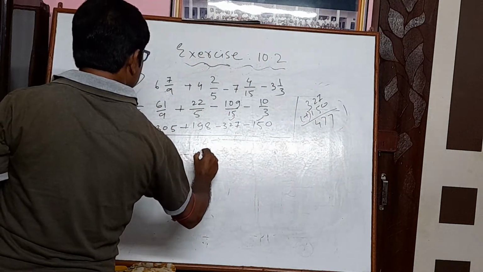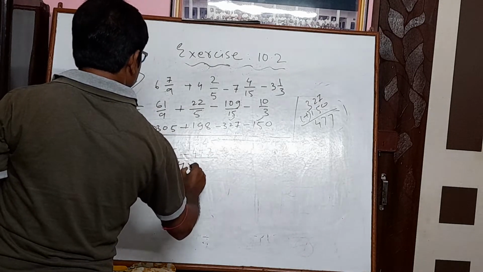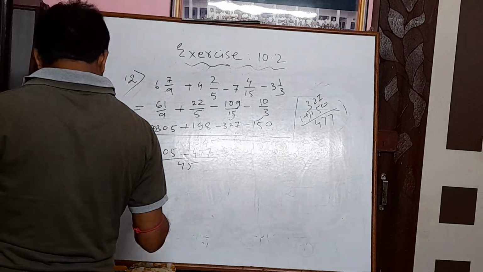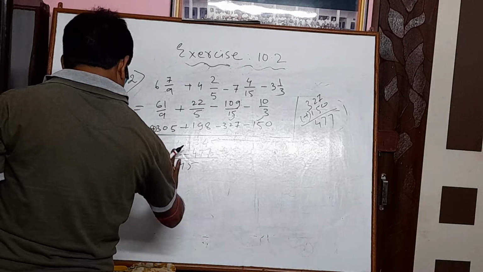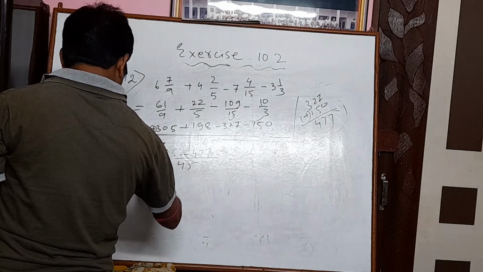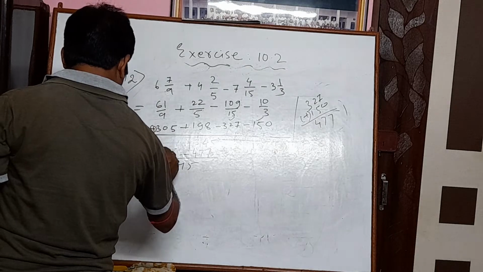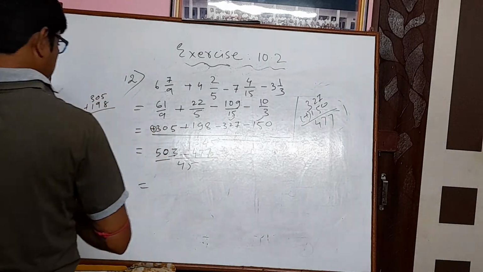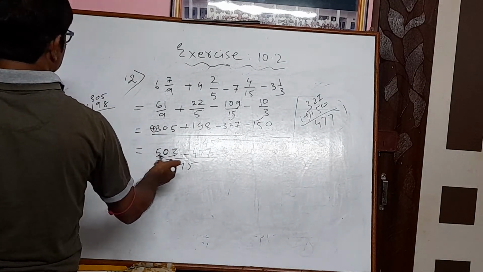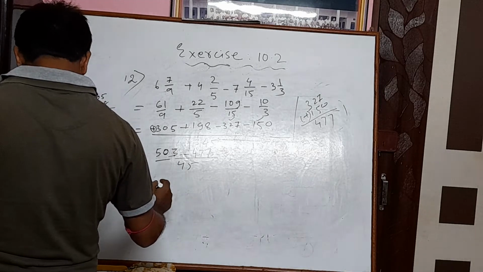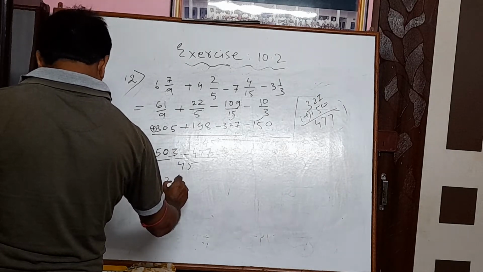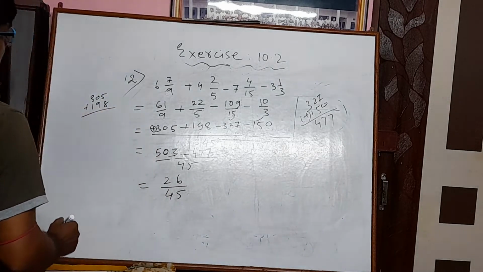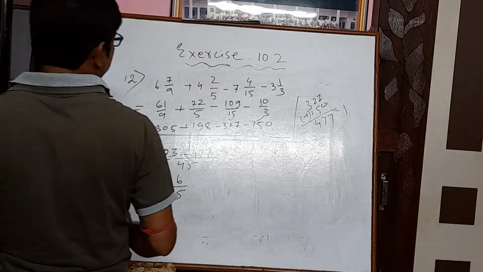477 here. The LCM is 45. Sorry, this one is 503. I have written it down here. So 503 minus 477. Subtracting together, we are getting 26 by 45. Okay, 26 by 45.